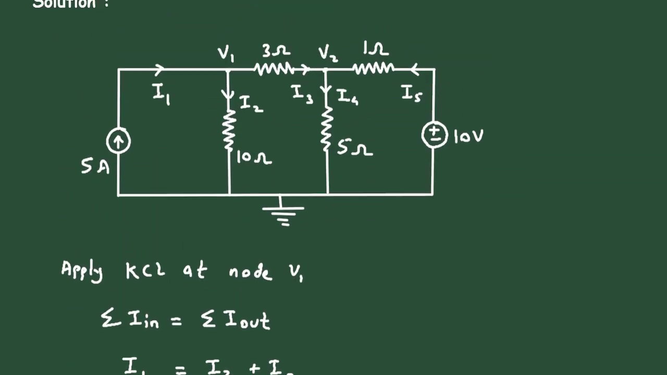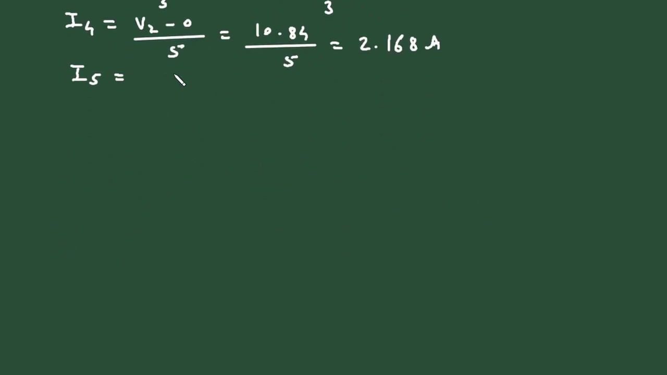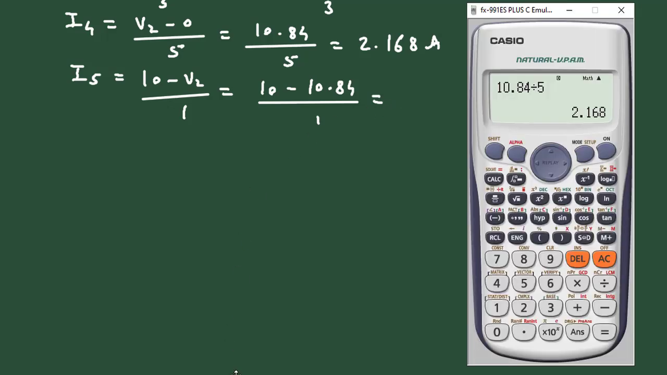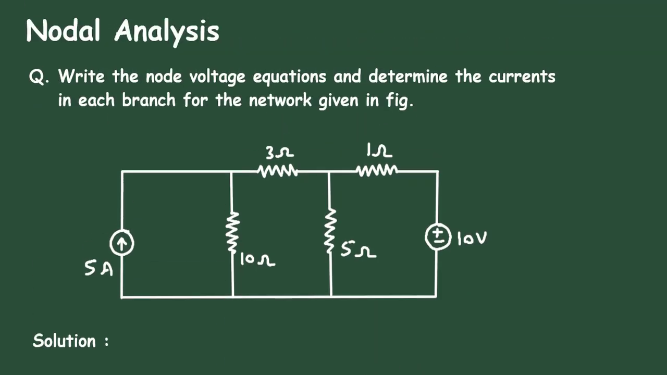So here we can see I5 is equal to 10 minus V2 divided by 1. So it will be 10 minus 10.84 divided by 1. So it is minus 0.84. Minus 0.84 ampere is the value of I5. So this is how we can find branch current and node voltage equation by using nodal analysis.